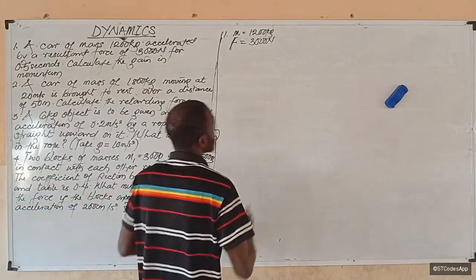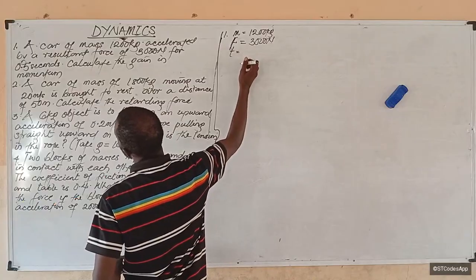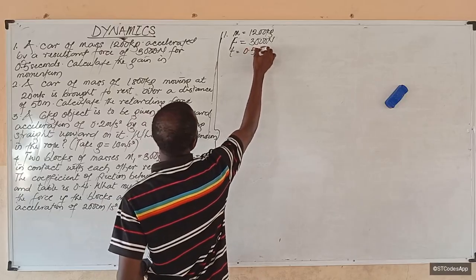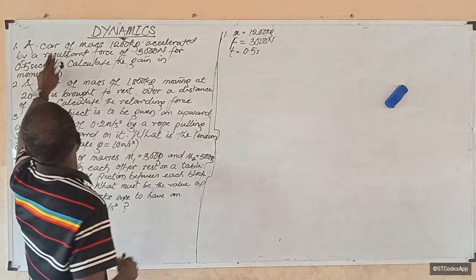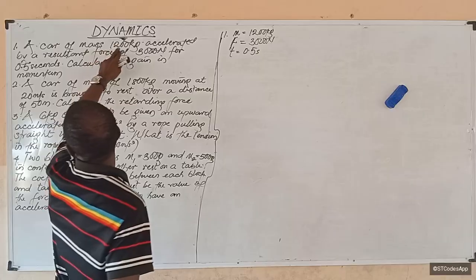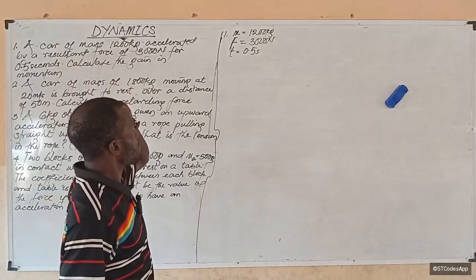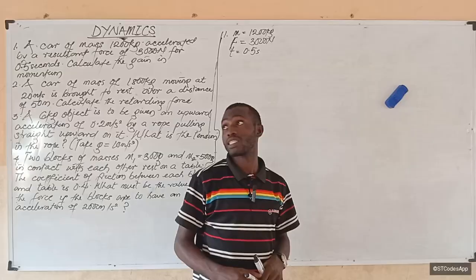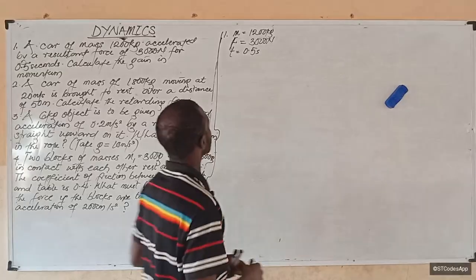So it accelerates for how long? It accelerates for 0.5 seconds, okay? A car accelerated by a resultant force. So very simply, what we want to do is calculate the impulse of the body.